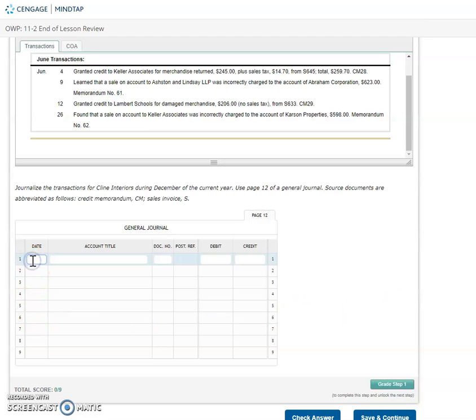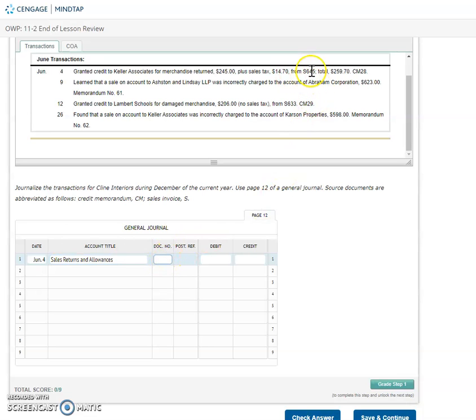So I'm going to start with my date, June 4th. And then first thing that I'm going to do is I'm going to debit my sales, returns, and allowances. Now, what helps me to remember that I'm going to debit sales, returns, and allowances is that when we make a sale, we credit sales. So I'm doing the opposite then. I'm going to debit my sales, returns, and allowances.